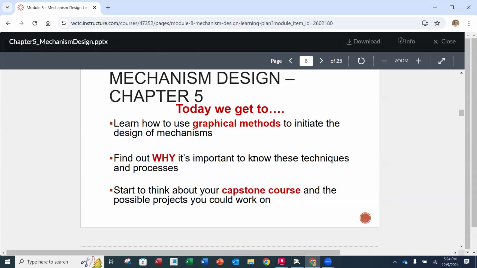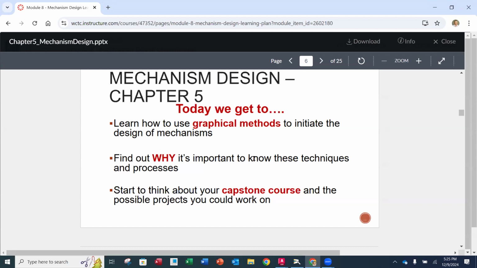And then also start to think about your capstone course. I'm not going to have you list anything out, but I want you to realize and even try to point to areas where the things we've learned in kinematics, the layout phase of the design process, is something you're going to do very early on in your capstone.